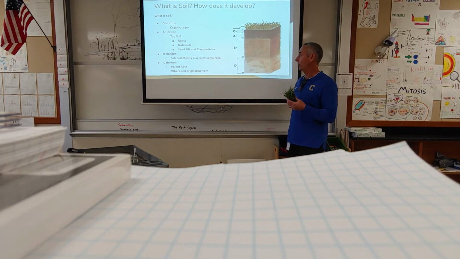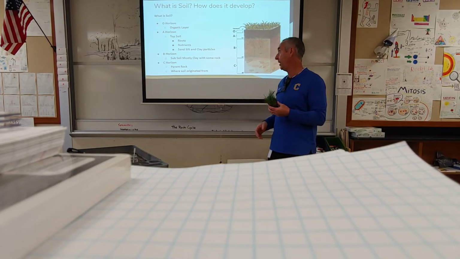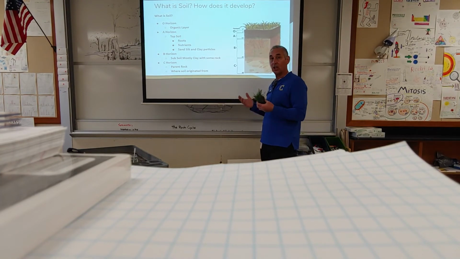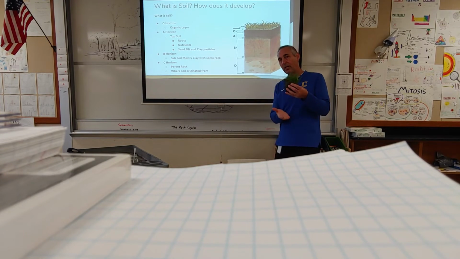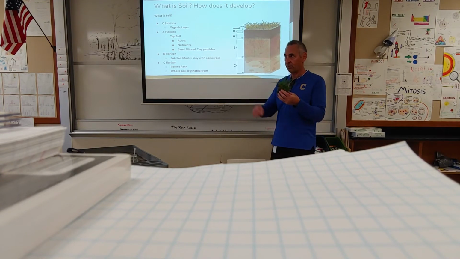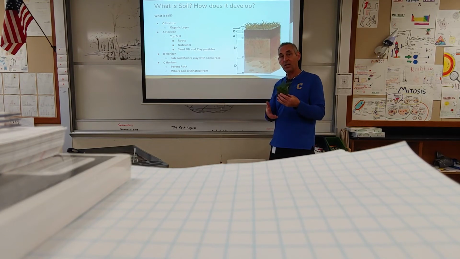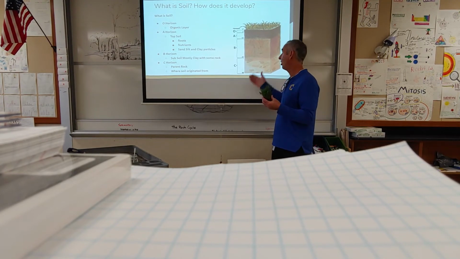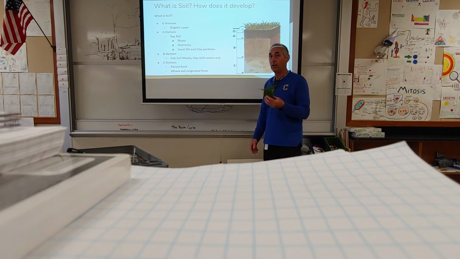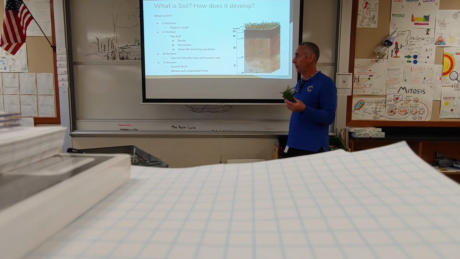Now we also have what's called the B layer. This is the subsoil, mostly clay with some rocks. We didn't get into the clay. I could dig down probably another 10 inches, another 15 inches, and I'd start to get into what we would call the subsoil. This is the B horizon.